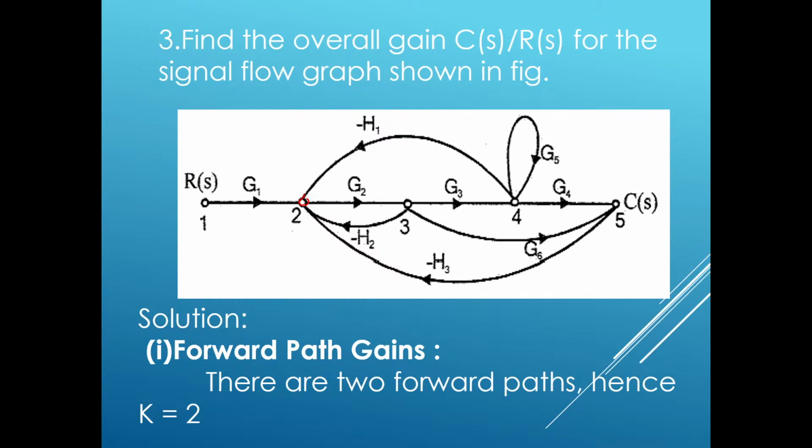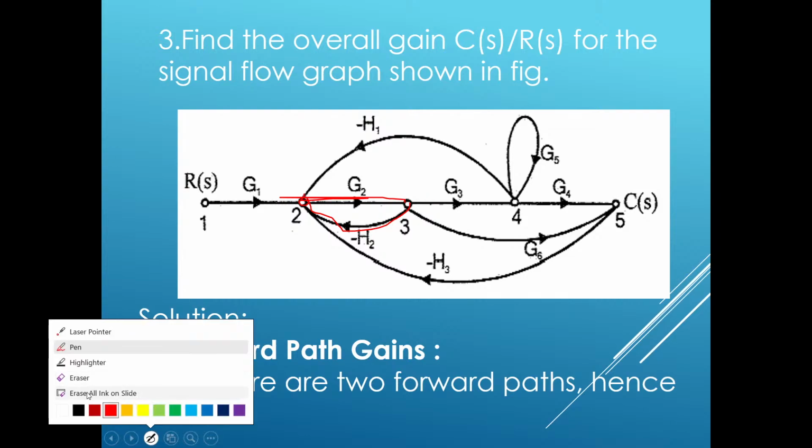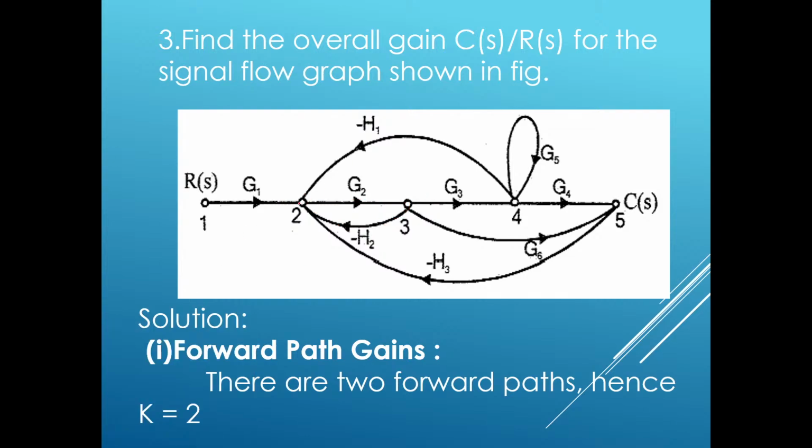From node 2 to node 3, 3 to 2. This is one loop. Okay, we have got one loop. Next, from node 2 to node 3, node 3 to node 4, and from 4 it is returning back, isn't it? This is another loop.